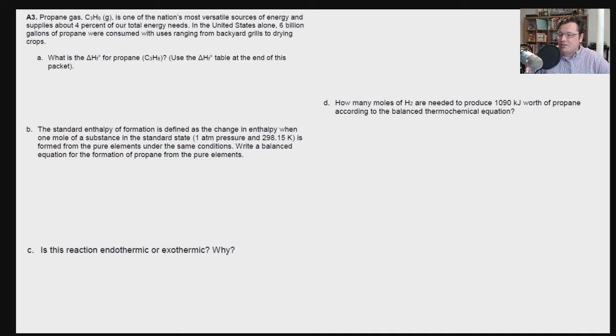So, anybody who's ever watched King of the Hill knows that some people are huge propane and propane accessory fans. But we can also use it for chemistry problems and stuff like that.